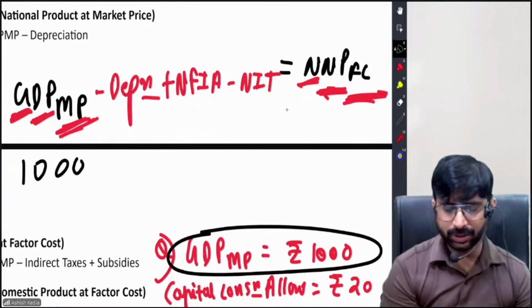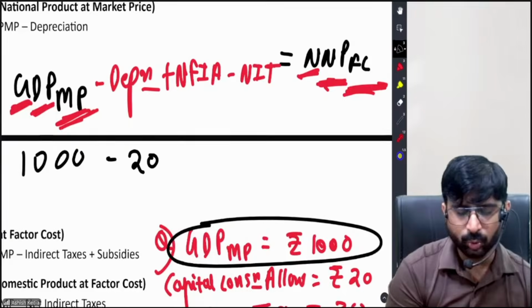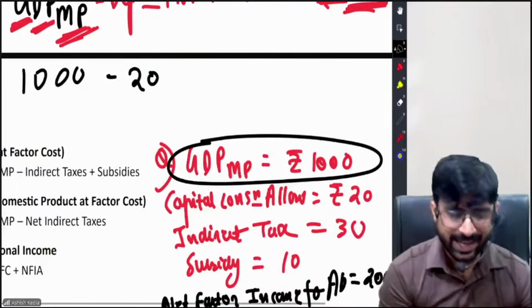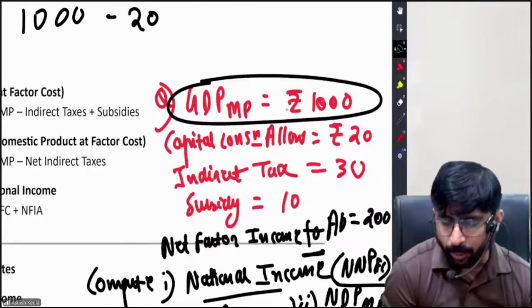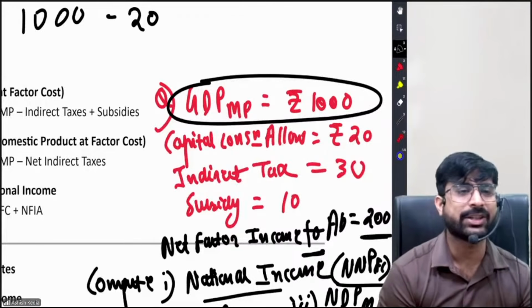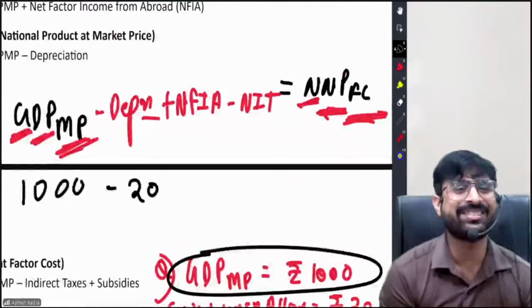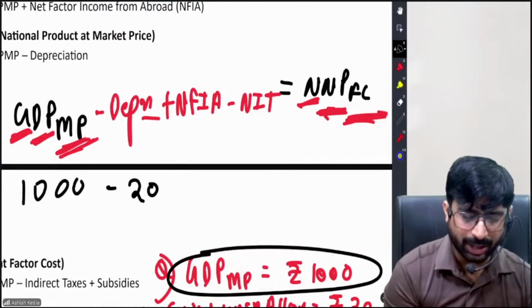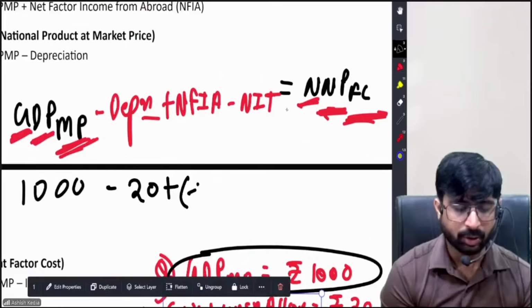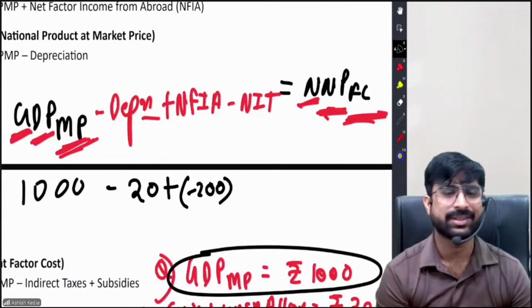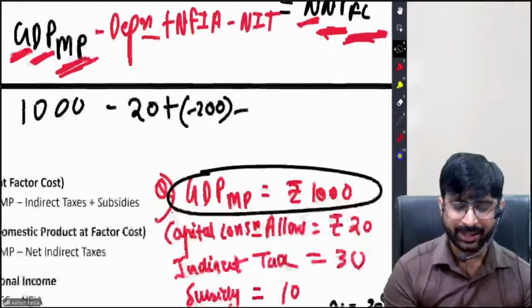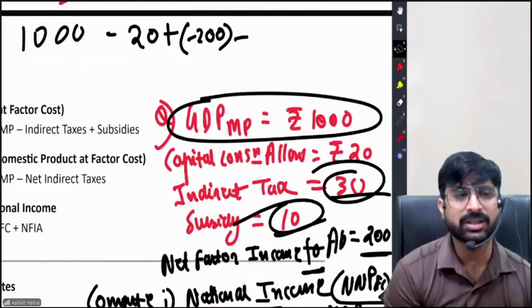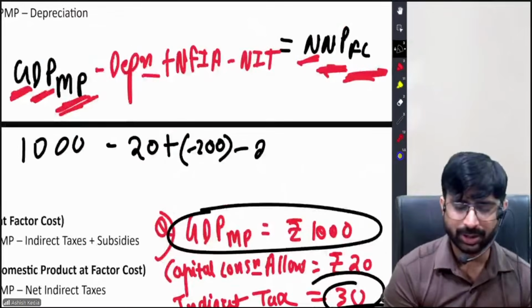GDP at MP is 1000. Capital consumption allowance is 20. That is depreciation. NFIA, I tricked you all. NFIA add, but it is written to abroad. So it's not positive 200, it's minus 200. I told you, whenever it's given, it's positive or negative. Of course it's a plus sign, but not plus 200, minus 200 I will add. And net indirect tax? Indirect tax minus subsidy. So here 30 minus 10 happens to be 20.